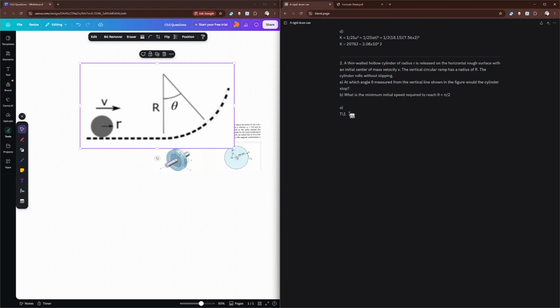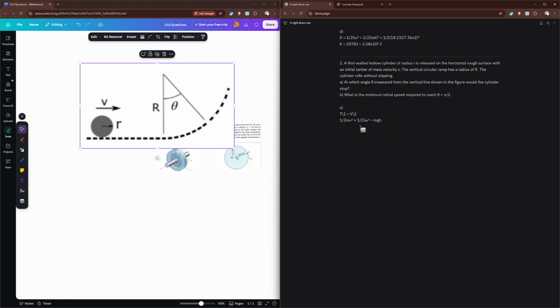So we have that T1 plus V1 is equal to T2 plus V2, right? Well, here we know that V1 is 0, so we can eliminate that, right? And we know that T2 is 0. So we just get this relation here, right? We know that T1 is a mixture of rotational and translational energy. So we have half mv squared plus a half I omega squared is equal to mgh, right?